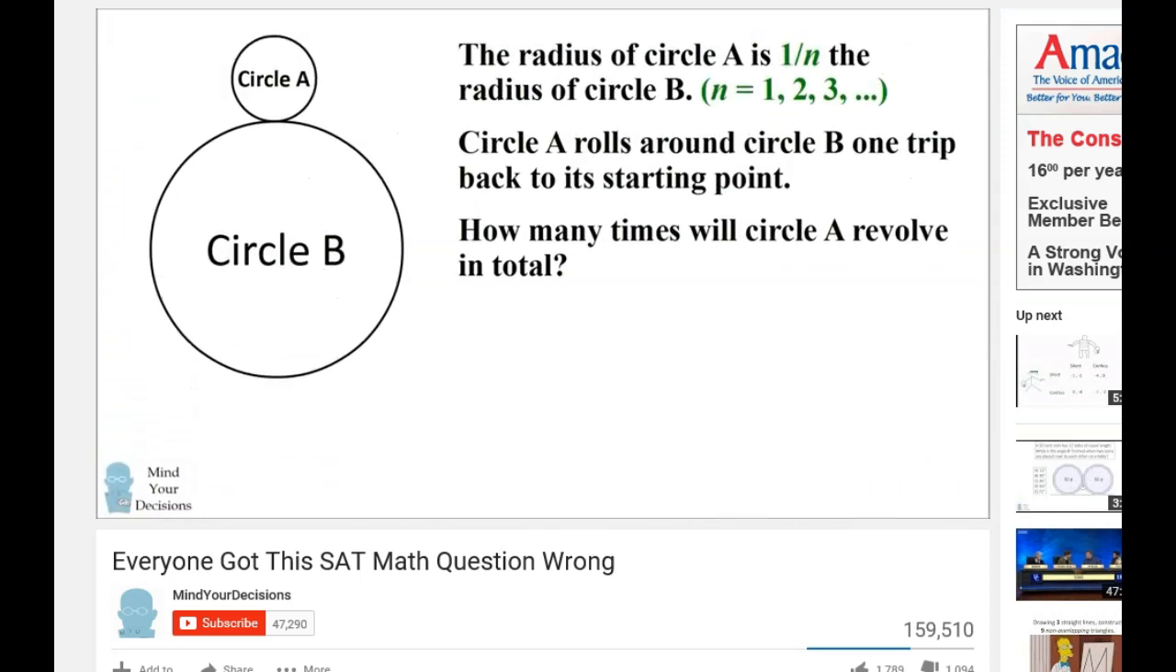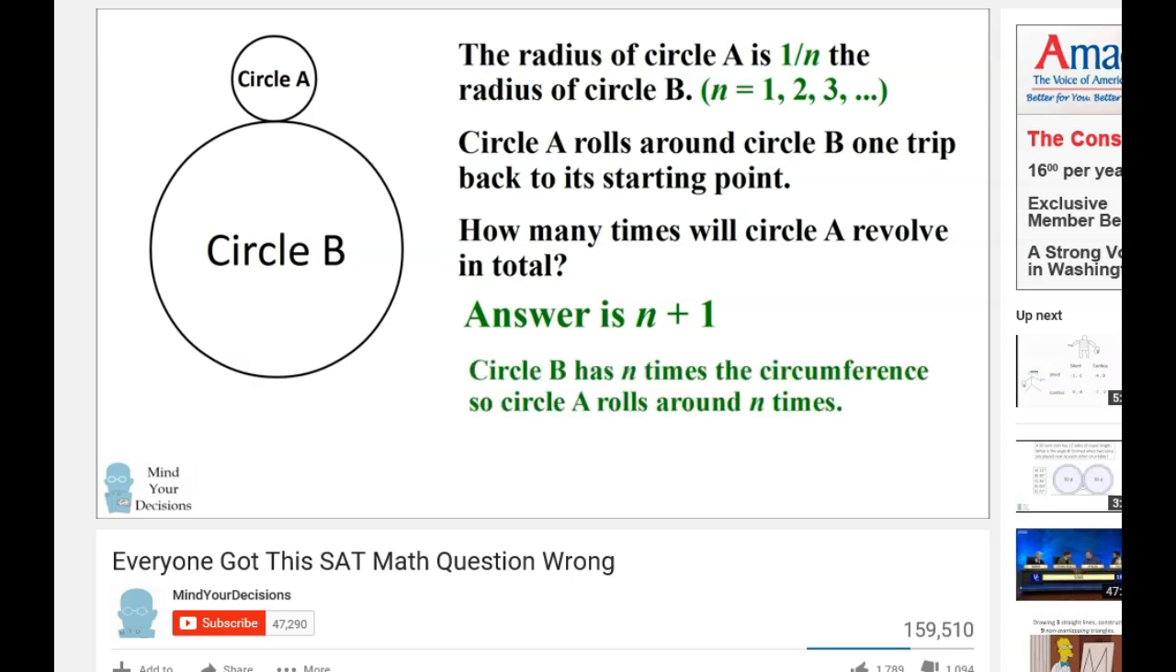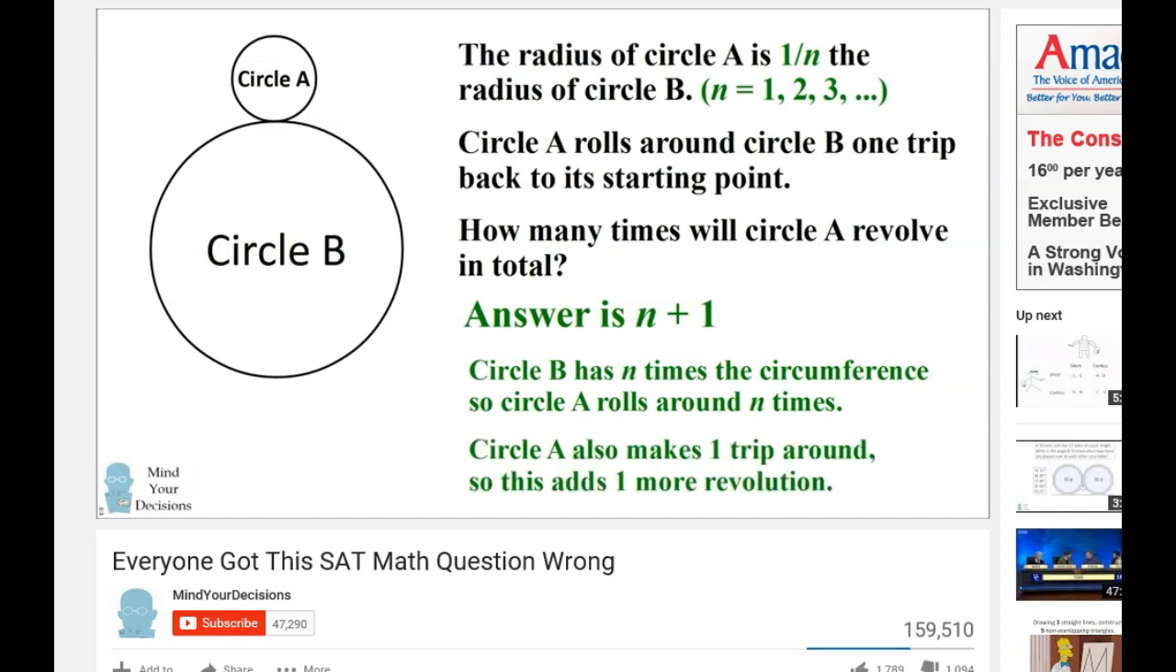So we can solve this problem, and we'll see the correct answer is that circle A will roll around n plus 1 times. The reason is that circle B has n times the circumference, and that'll account for n times that circle A revolves around itself. But then we will also get 1 more revolution because circle A is also revolving around the center of circle B. So the correct answer is n plus 1.